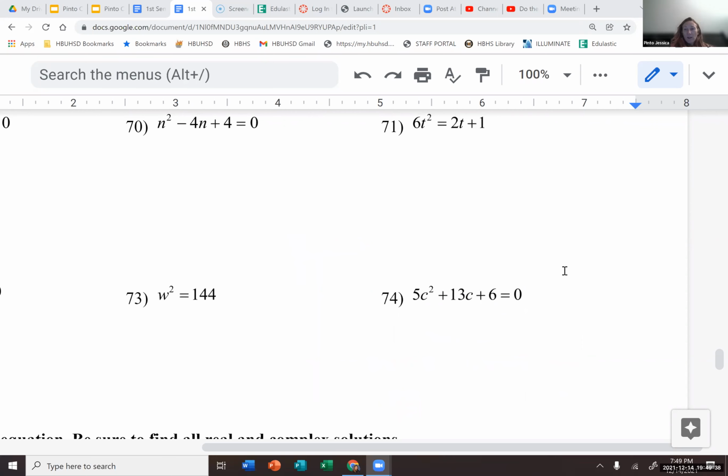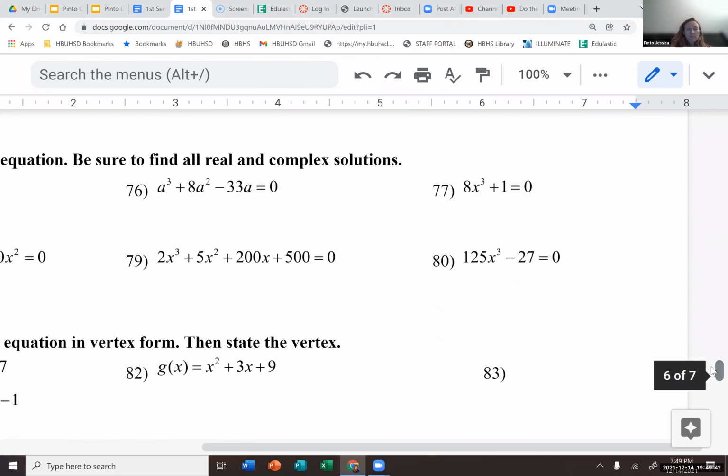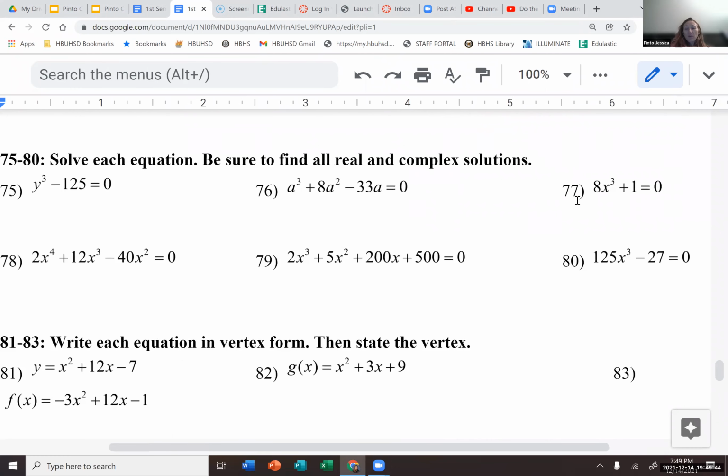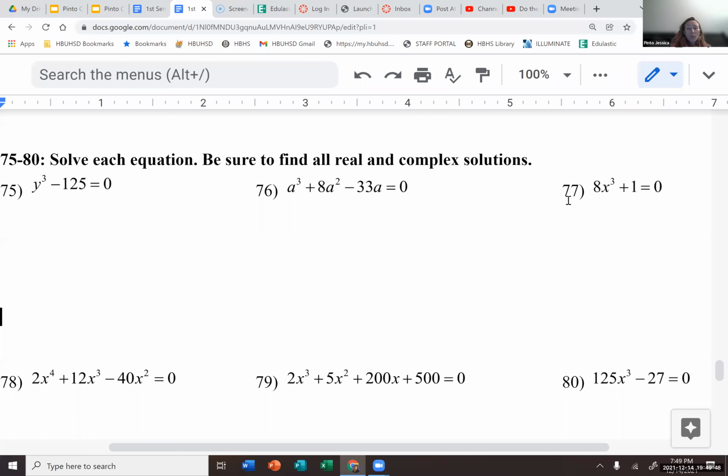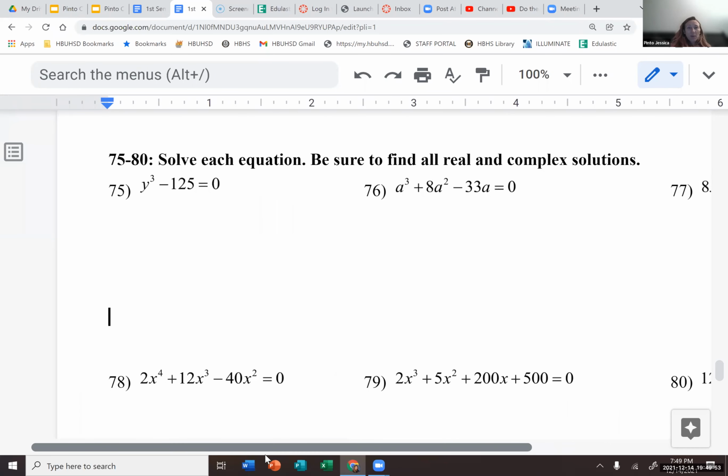The next set of questions says something else. Oh, these are the polynomials, so these are not quadratics. All the previous had just 2 answers, so I look at the exponent to tell me how many answers I need here. Seeing that in number 75 the exponent is 3, we need 3 solutions. So I have to use that special factoring pattern, and I take the cube root.